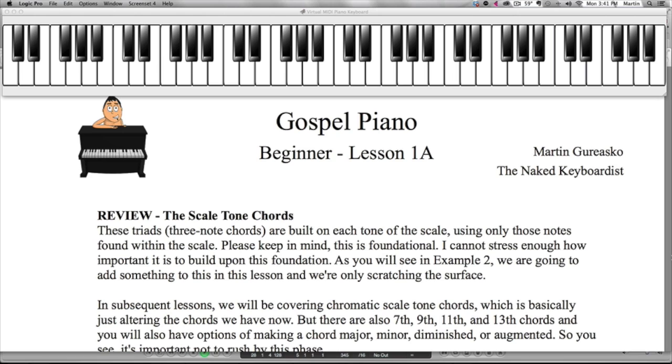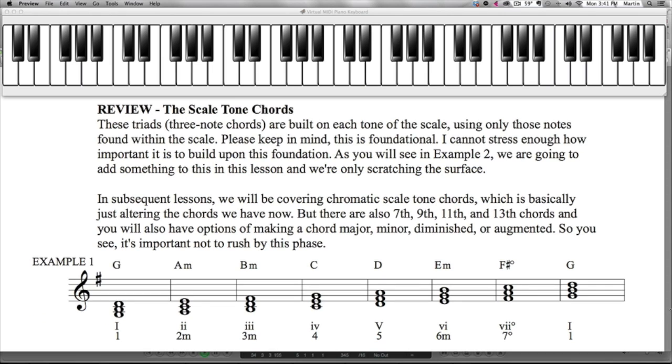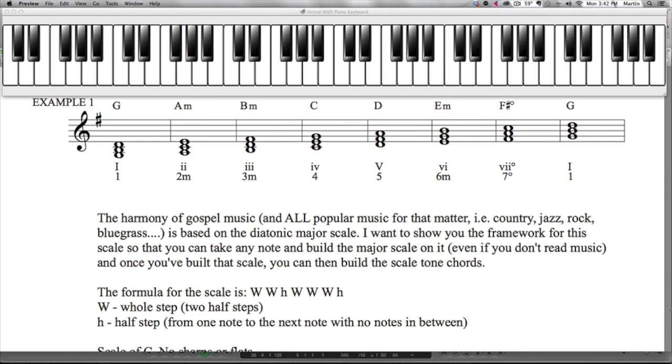Okay. What I'd like to do right now is to make sure you know to download the PDF of this lesson, because we discussed diatonic scale tone chords. If you remember from the last lesson, we were in the key of G and we built a chord on each note of the scale. We have the 1 chord, 2, 3, 4, 5, 6, 7, and then back to the 1.